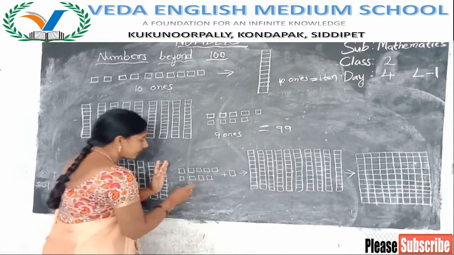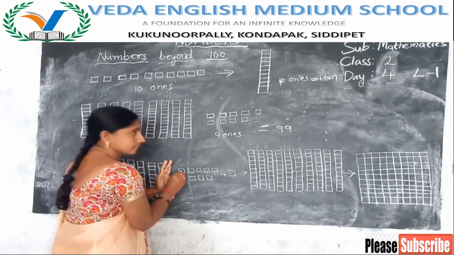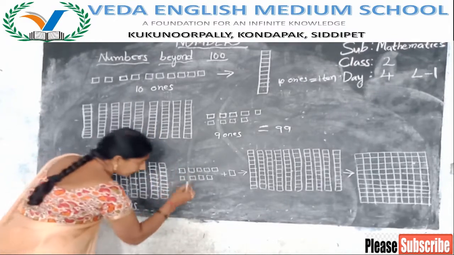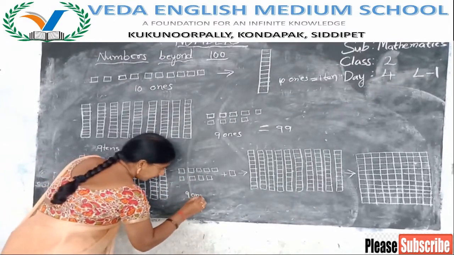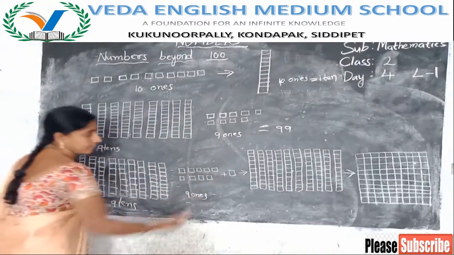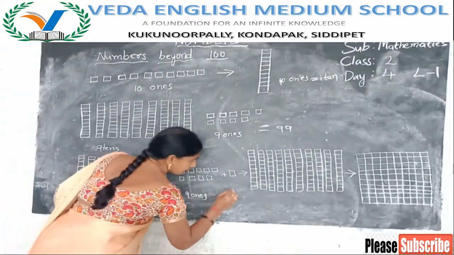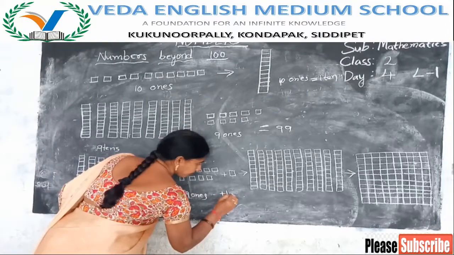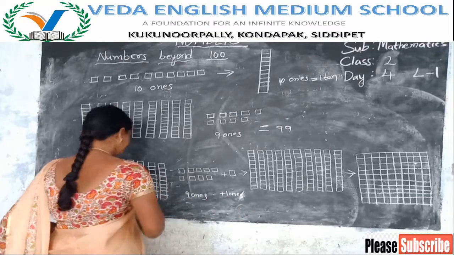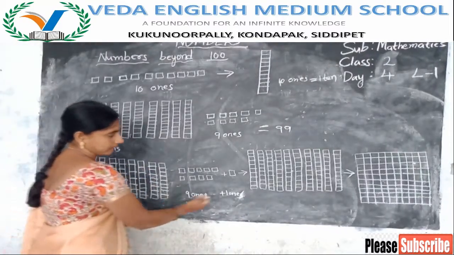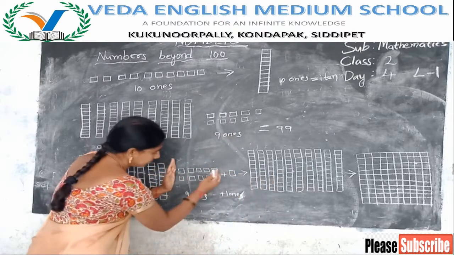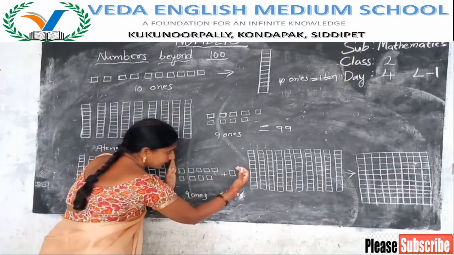Here see, Nana. This is one box containing 1. 2 boxes contain 2 ones. Like that 9 ones. Totally we have 99. Add here 1. 99 plus 1. Okay? Here, 9 ones plus 1.